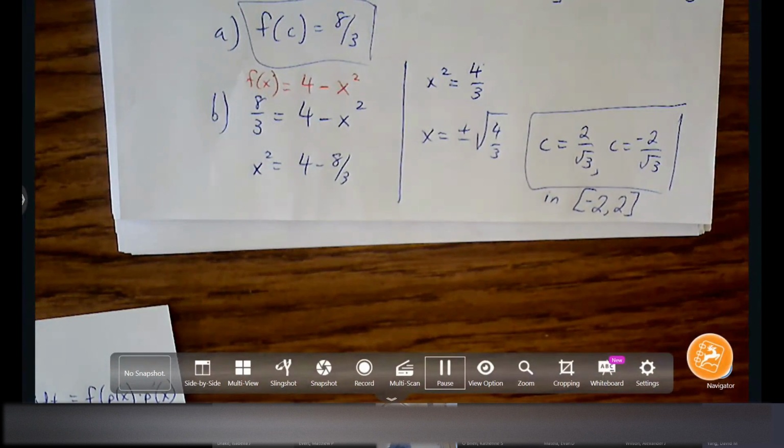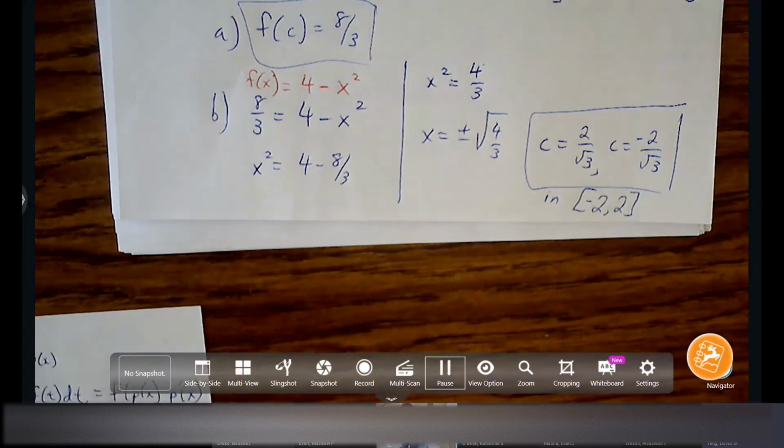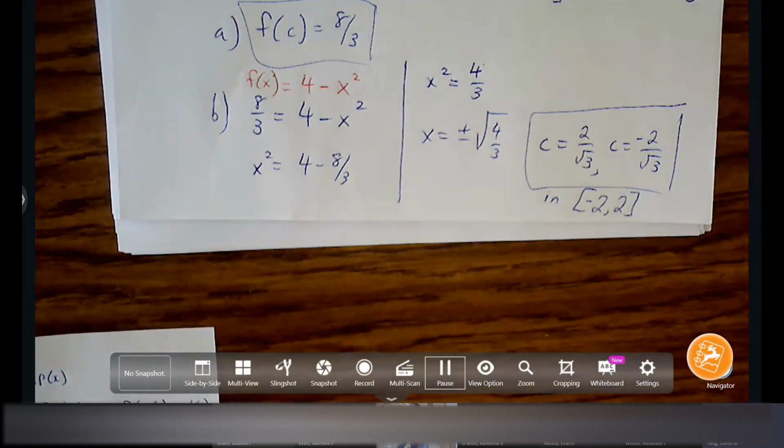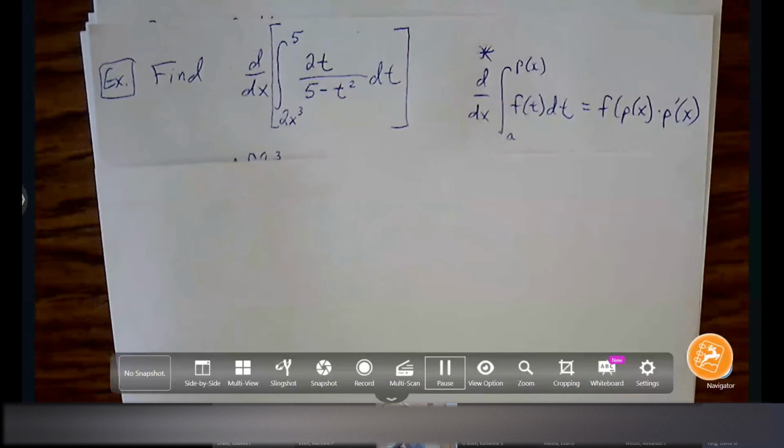All right, I have a second theorem problem for us. Does anybody still need this? No, okay. I put the formula next to it so you guys can match it up.